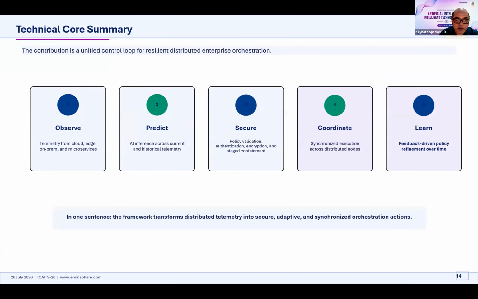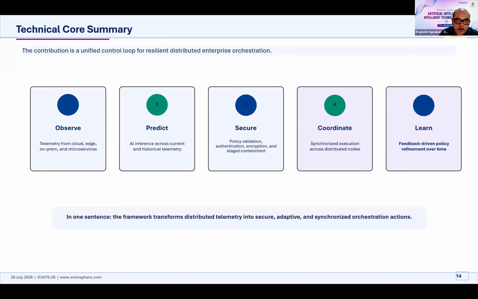The entire concept can be remembered through five verbs: observe, predict, secure, coordinate, learn. First, observe. The system gathers telemetry from cloud, edge, on-premises infrastructure, and distributed services. Second, predict. AI-assisted inference evaluates both current and historic signals. Third, secure. Every orchestration action remains subject to policy, validation, authentication, authorization, securely controlled, and when necessary, staged containment. Fourth, coordinate. Actions are synchronized across the distributed environment rather than being performed as independent changes. And the fifth, learn. The results of those actions feed the next orchestration cycle.